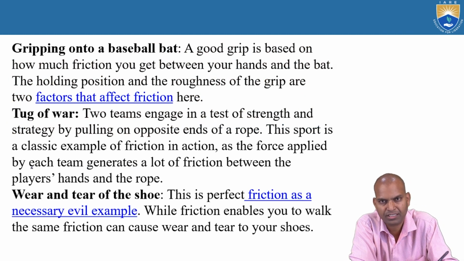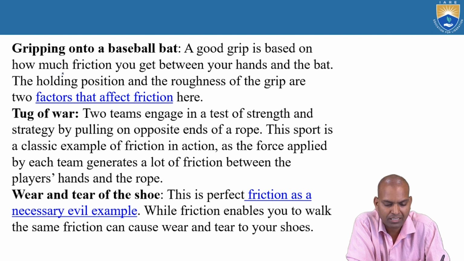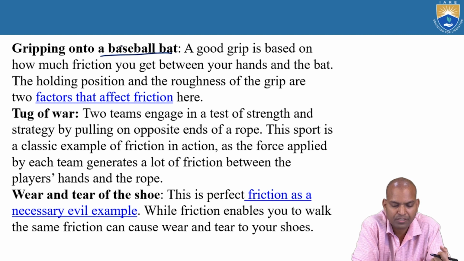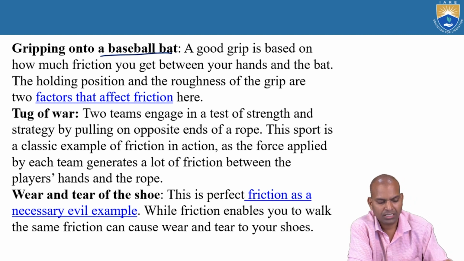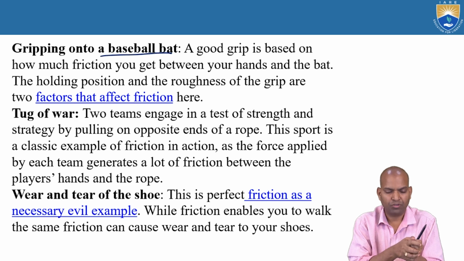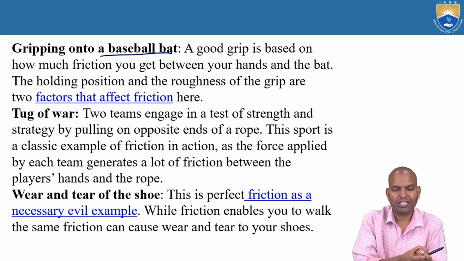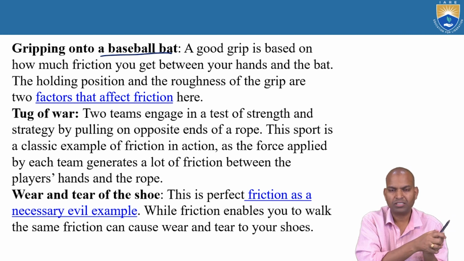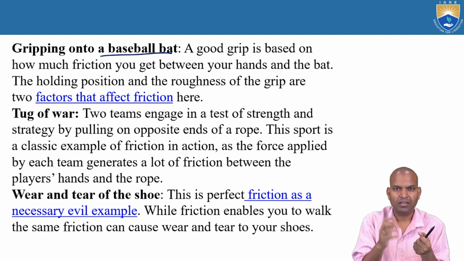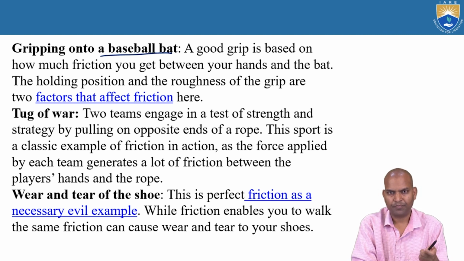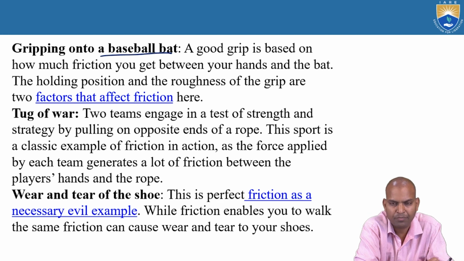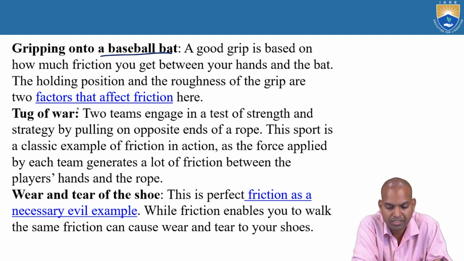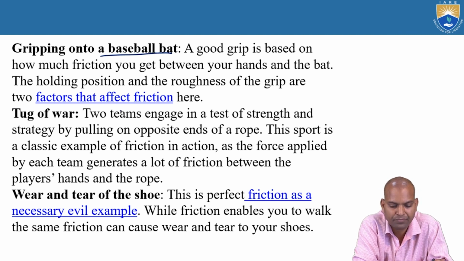Now coming to the next example, gripping a baseball bat. Here a good grip is required, not only for a baseball bat but also a cricket bat. There is a grip between the cricket bat handle and the hands. If there is no friction, there is no holding, and slipping takes place. Sometimes when a batsman hits very fast, slipping takes place because at that time there is no friction grip. It is the grip between the hands and the bat.